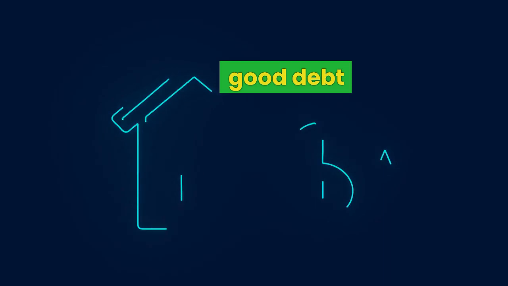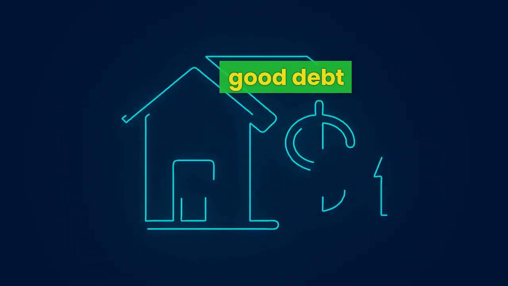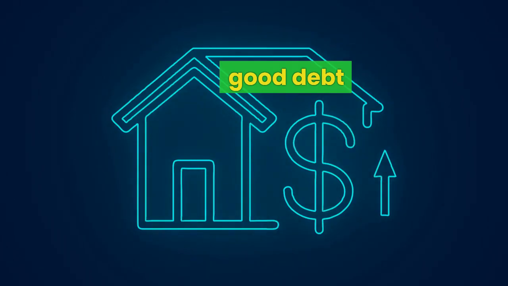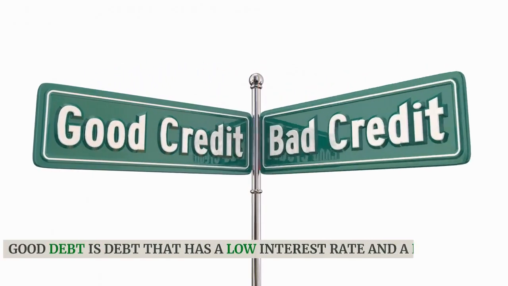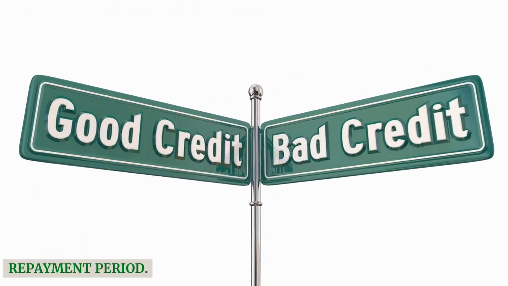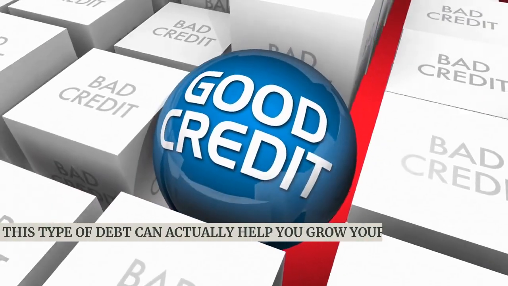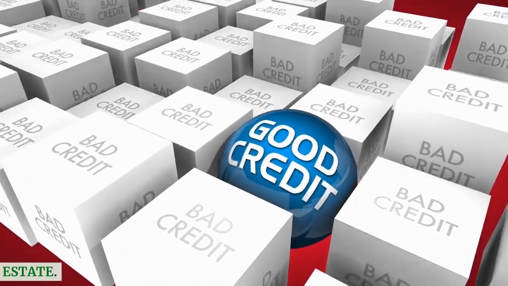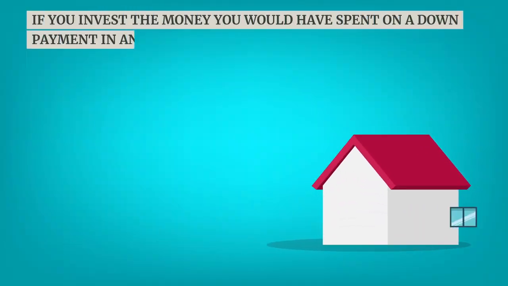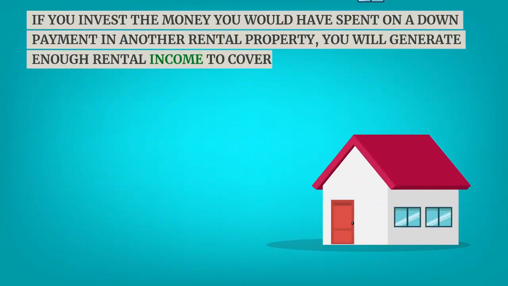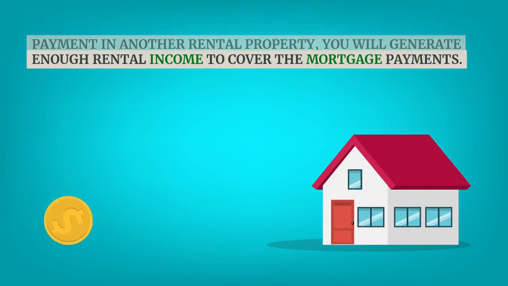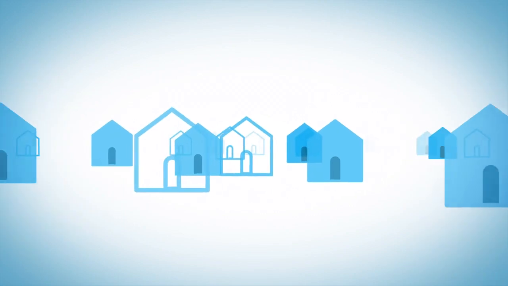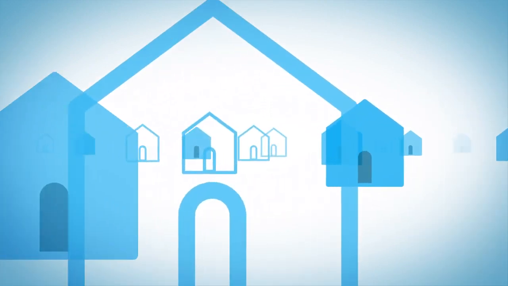In addition to reinvesting your rental income, you can also use the power of compounding by financing your real estate investments with good debt. Good debt is debt that has a low interest rate and a long repayment period. This type of debt can actually help you grow your wealth by allowing you to invest more money in real estate. If you invest the money you would have spent on a down payment in another rental property, you will generate enough rental income to cover the mortgage payments.